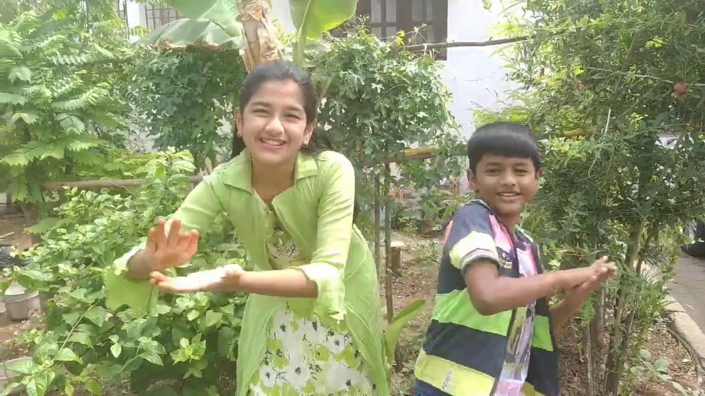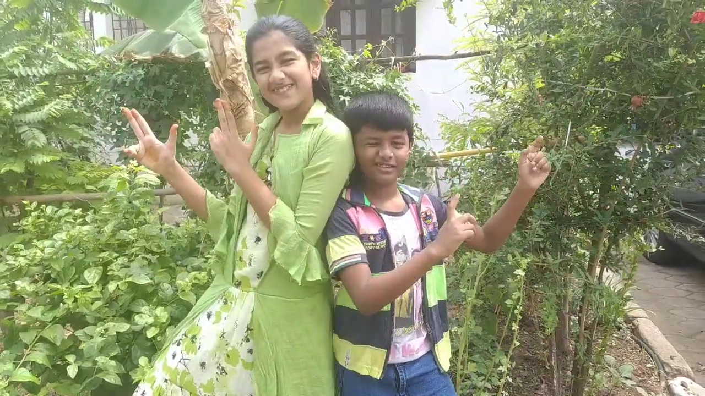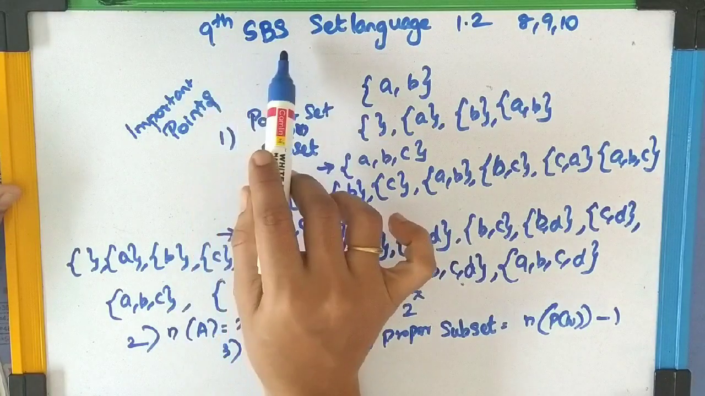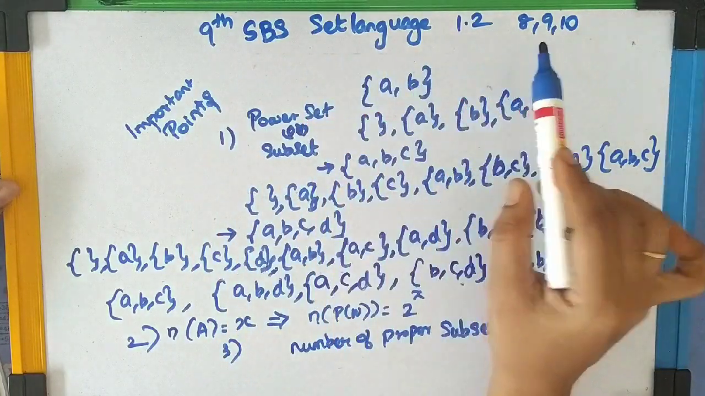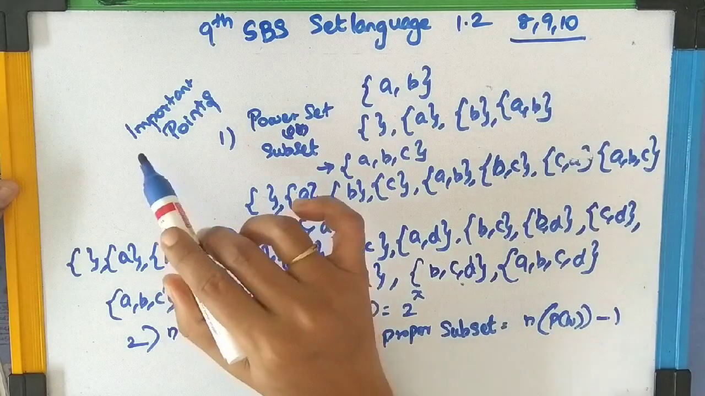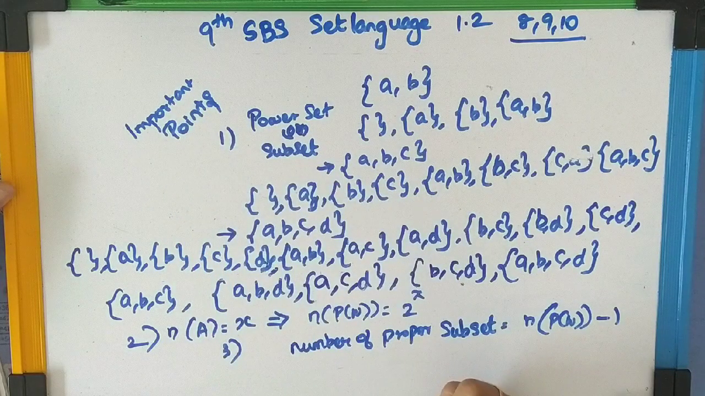Today we'll be learning Exercise 1.2 problems 8, 9 and 10 from the chapter Set Languages. Let's get started! Hi everyone. Today we are going to see the 9th standard state board syllabus, set language exercise 1.2, and the 8th, 9th and 10th problems in it. Before going into the video, we want to know some important points.